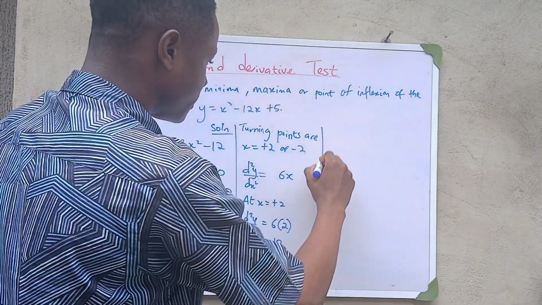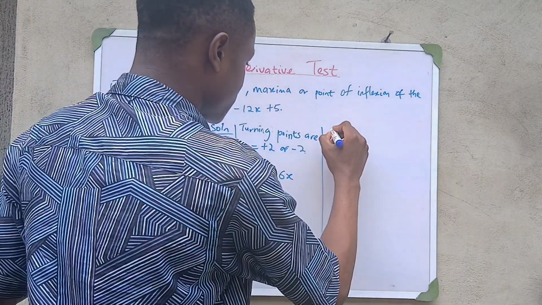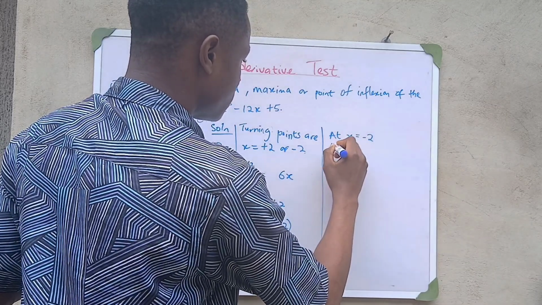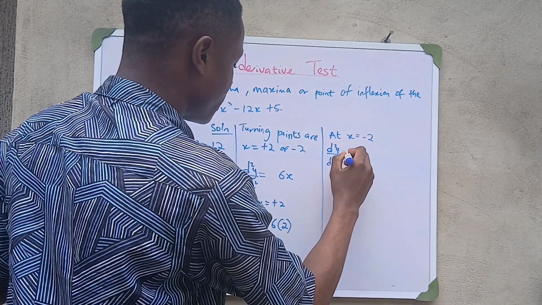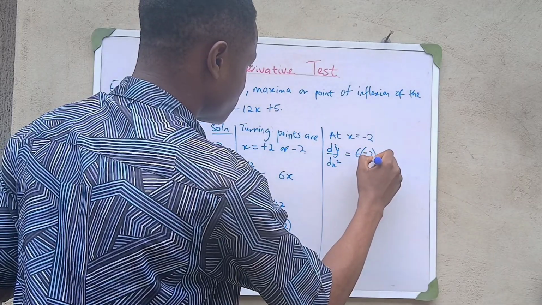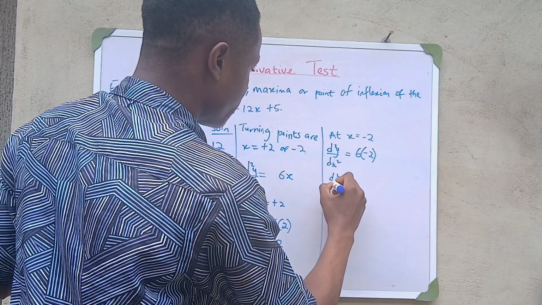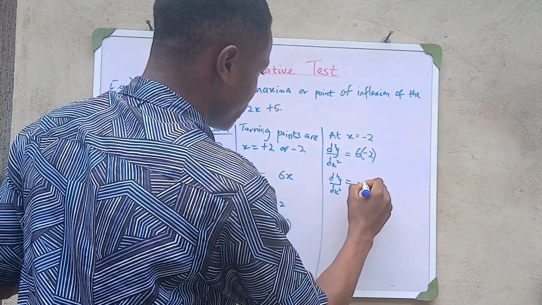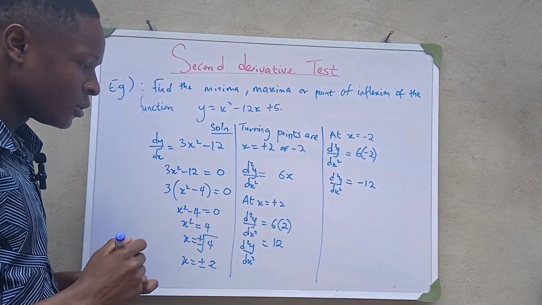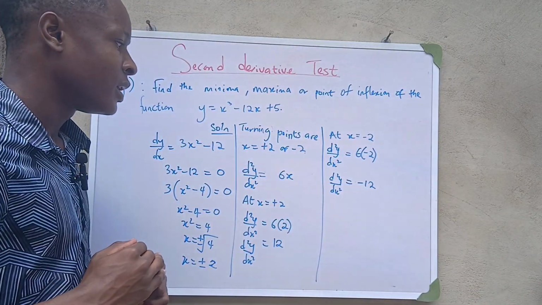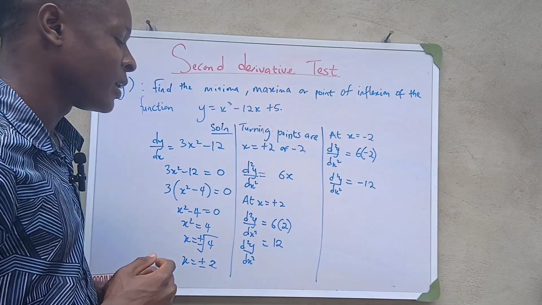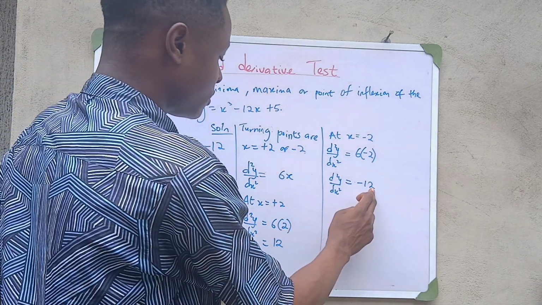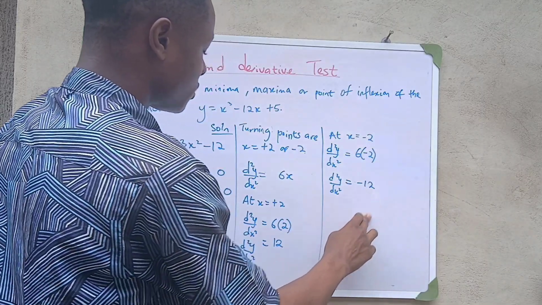Now we keep that one. At x equals minus 2, d²y/dx² is 6 into minus 2, so d²y/dx² is minus 12. So at our turning points, for x equals plus 2 we have 12, and for x equals minus 2 we have minus 12.